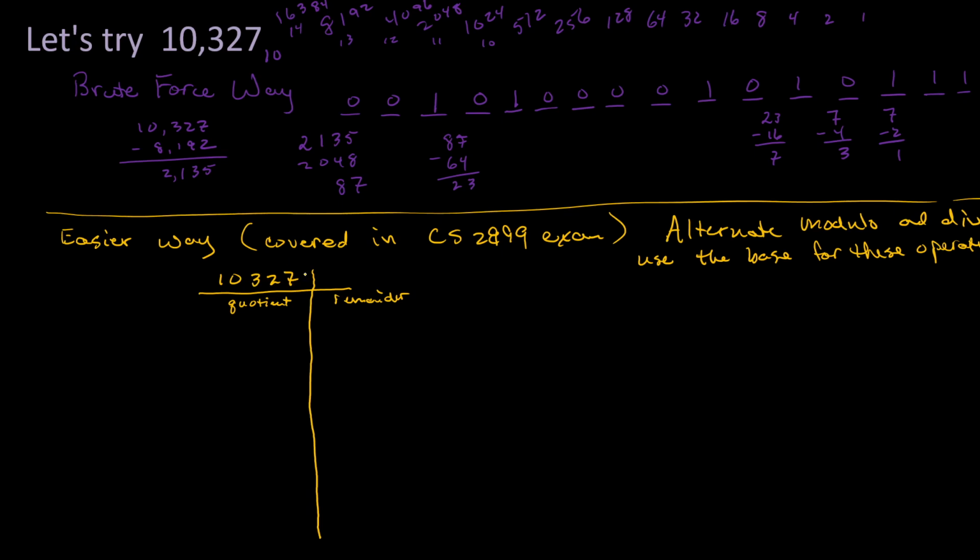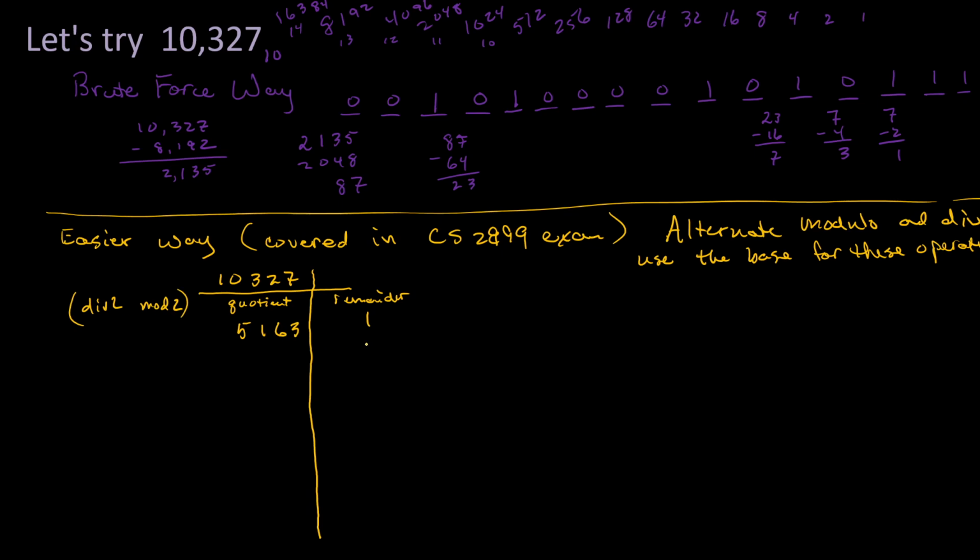10,327 modulo 2 is going to be a 1. It's an odd number. So if I have an odd number, I'm going to have a 1. If it's not an odd number, I'm going to have a 0. So I have a 1, and then I end up with 5,163. That's my integer division, or divide by 2. So divide by 2 and modulo 2 are the two things that I'm using here.